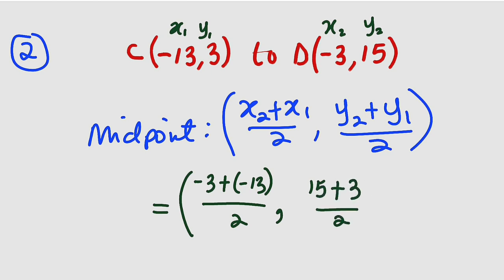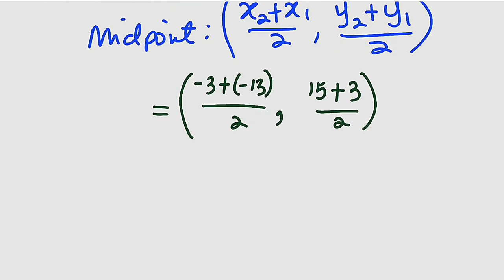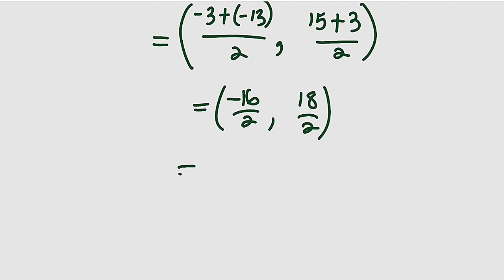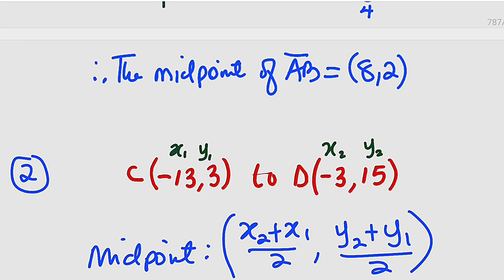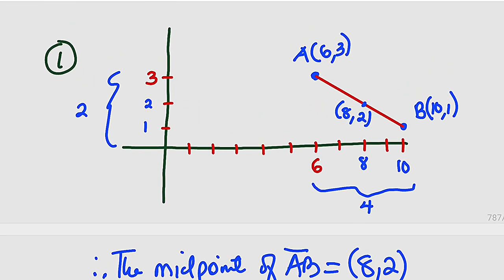You divide by 2. Negative 3 plus negative 13 is going to give us negative 16, divided by 2. And 15 plus 3 is 18, divided by 2 also. Negative 16 divided by 2 is negative 8. And 18 divided by 2 is 9. So you can see that the midpoint is (-8, 9). And this is exactly how to find the midpoint using the formula. And you can always graph it to find out the midpoint.